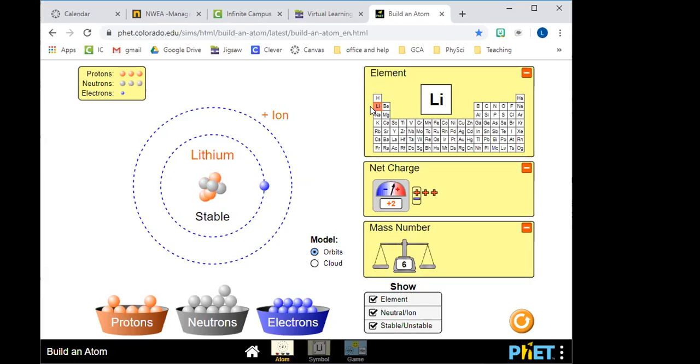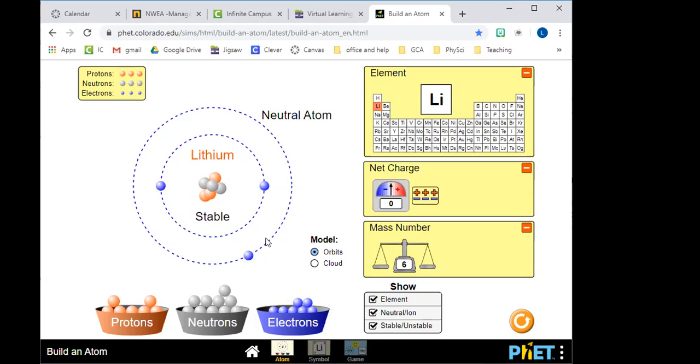So let's see. Lithium is in group 1. When it's neutral, how many valence electrons should it have? Remember, the group number tells you the valence electrons. So it should have 1 valence electron. You might say, well, it does have 1 in the outermost level, but it's not neutral. How many electrons do we have to add to make this lithium neutral? If you said 2, then you would be correct. And there's our neutral atom.